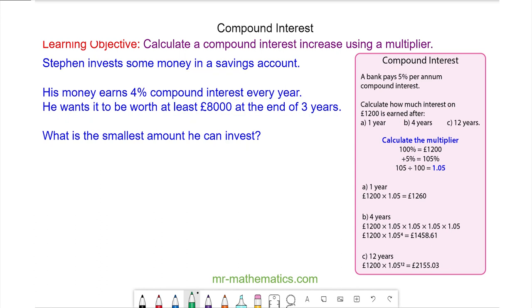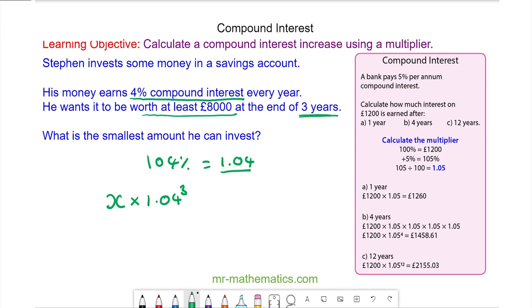So again, we work out the multiplier. It's a 4% compound interest, so that would be 104%, which is 1.04. We have our original amount, which we don't know, so we're going to call this X. The original amount multiplied by the multiplier, raised to the power of a number of years, which is 3. Because he wants it to be worth at least £8,000, it is greater than or equal to 8,000.